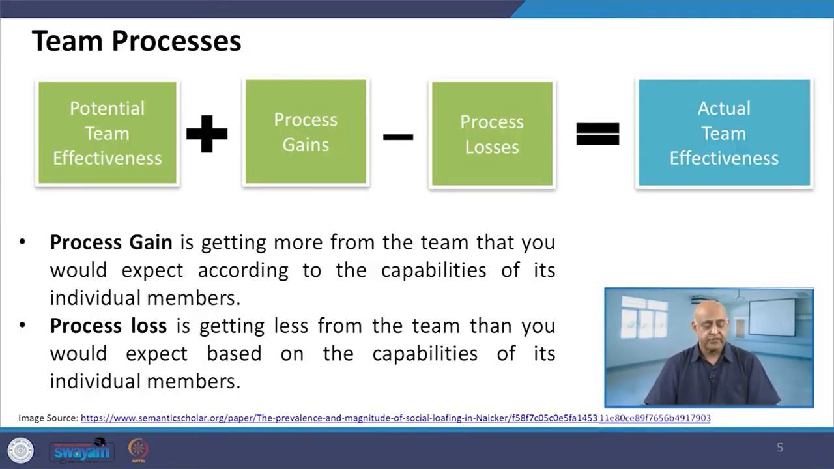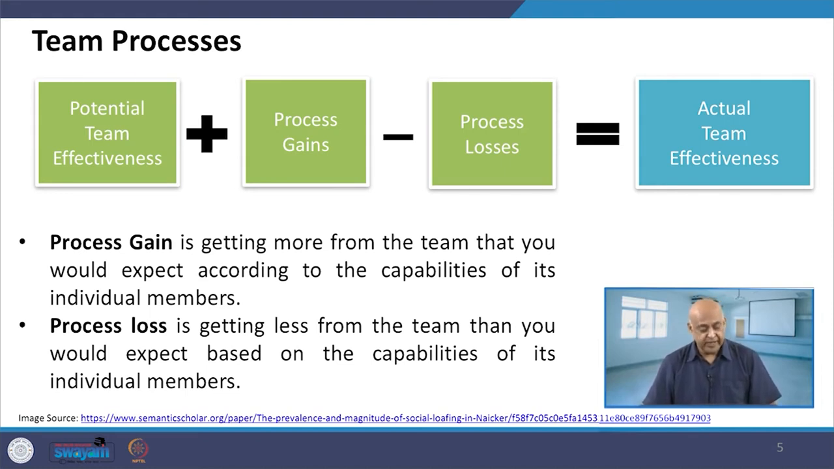So, potential team effectiveness, process gains, process losses, and the potential team effectiveness have been explained very graphically and very nicely. Process gain is getting more from the team than you would expect according to the capabilities of its individual members. Naturally, it will depend on the individual members of that particular team. And process loss is getting less from the team than you would expect based on the capabilities of its individual members.